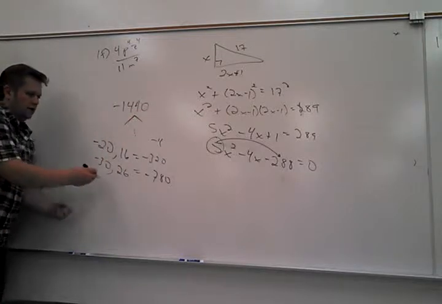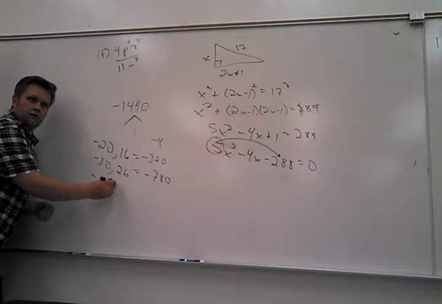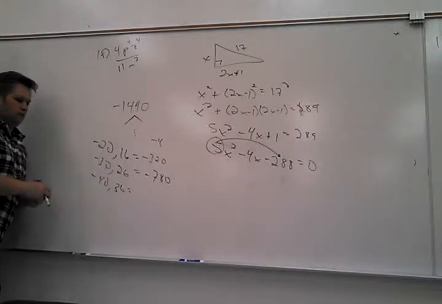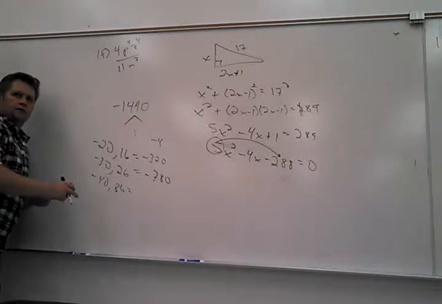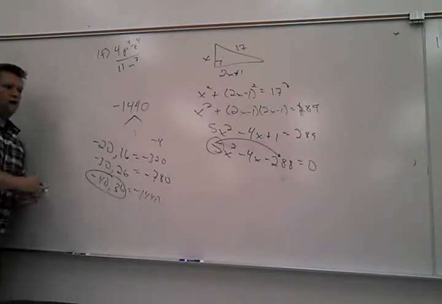So I just take another step. -40 and 36. They would make -4 if I add those together. What do I get when I multiply those? -1440. So those are the ones that I use.